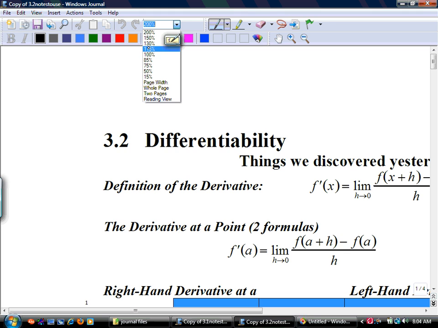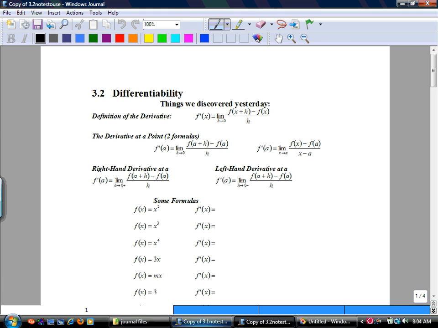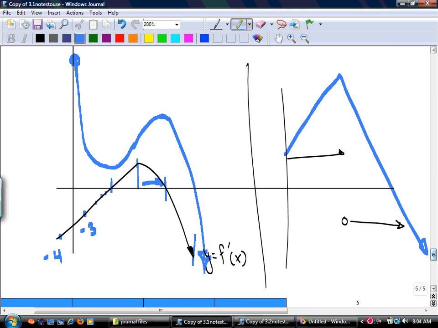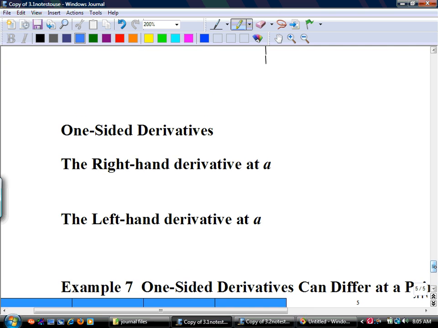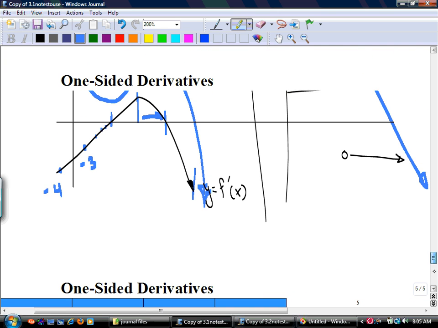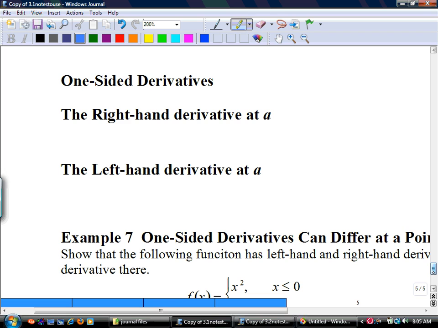Differentiability. Did I? Oh, what happened? It's not here. Oh, there it is. Oh, I'm an idiot. Mr. App, don't call yourself an idiot.